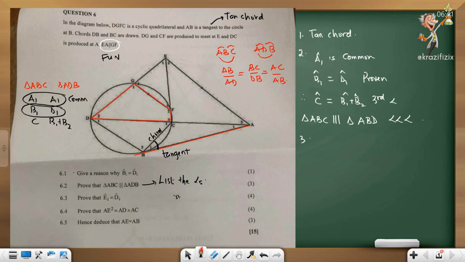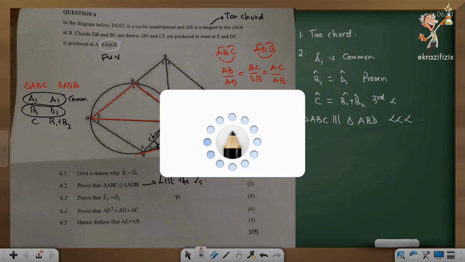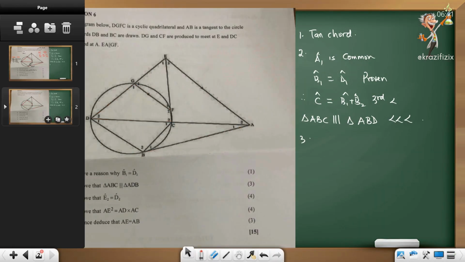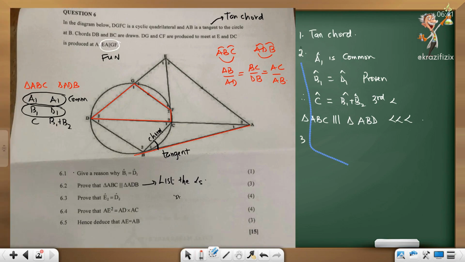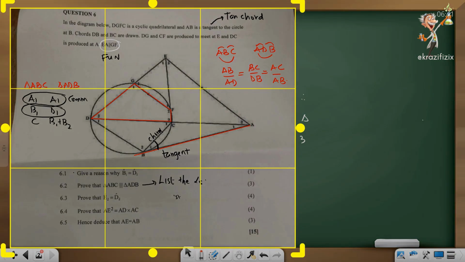Just leave it. Prove that angle E2 is equal to D2. Now let's look at E2. We've got to study the angles. E2 and D2. I actually wish I could make this a bit bigger. Let me see. E2 and D2. One second. I want to see if I could just make the diagram a bit bigger. Okay, there we go.